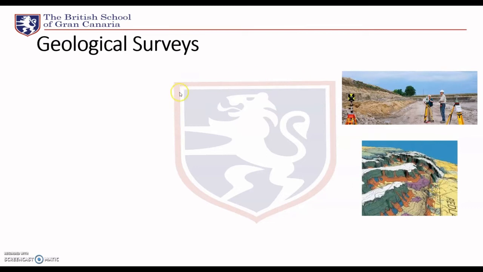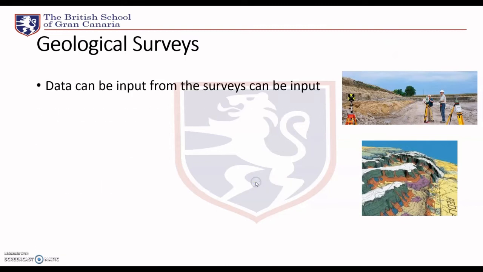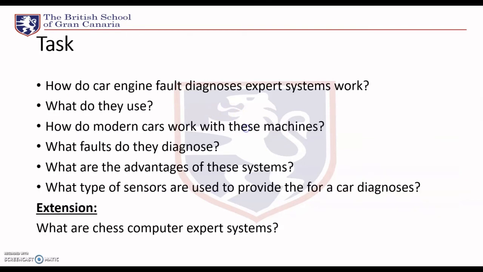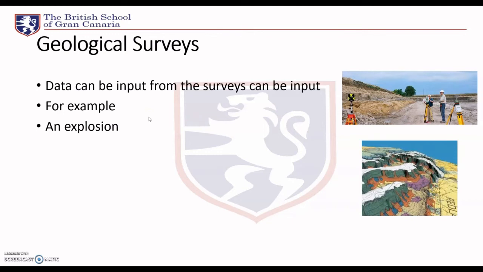Now, other ways we can get information into our expert system are geological surveys. As we know, this is all done by humans. We put these knowledge bases into the expert systems to give us the answer to help us as humans. So now the data can be input from the surveys. For example, an explosion may have happened somewhere. As we know, there are parts of the world that are dangerous, so there may be minefields in certain parts of the world.